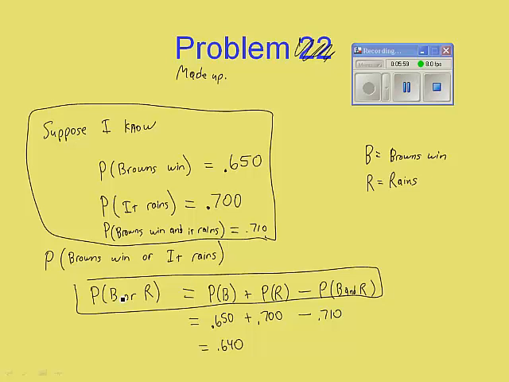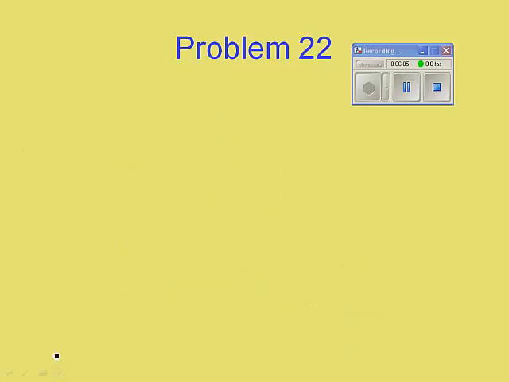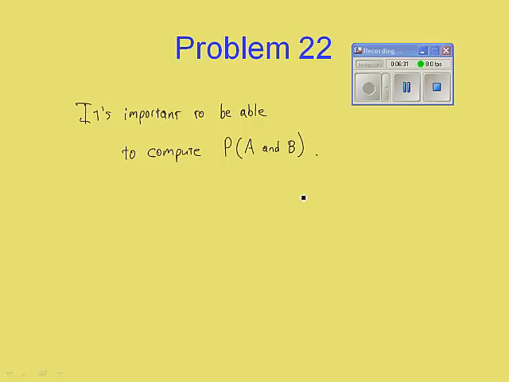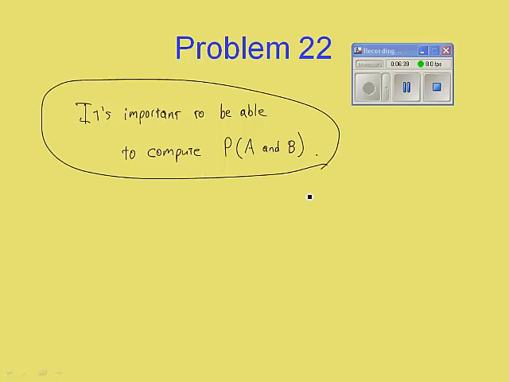You know what a big deal is, though, guys? And this brings me to really the next lesson, which is the last thing I'm going to do today with the last 10 minutes. See, it's important to be able to compute the probability of A and B. Do you guys get that take-home message? If you don't have this, can you use the addition rule at all? No.